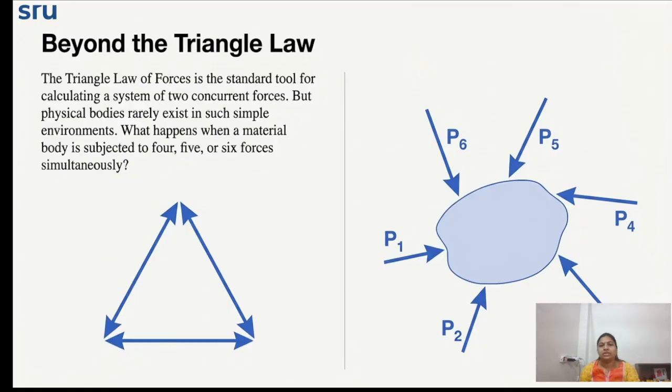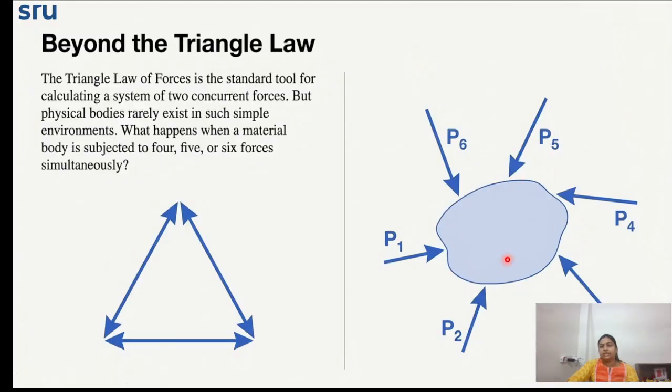Triangle law of force is a standard tool for calculating a system of two concurrent forces, but physical bodies rarely exist in such a simple environment. What happens when a material body is subject to 4, 5 or 6 forces simultaneously? So we can see here that the triangle law is limited to a triangle, and this is the polygon law of force. Let us consider a system here.